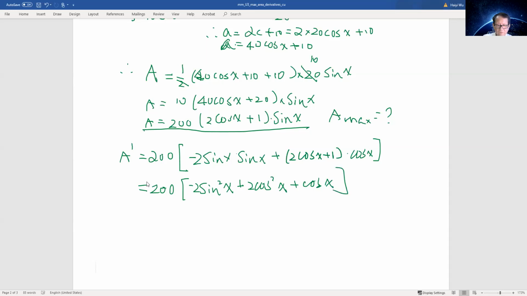All right, so now, if I need to find what x is so that A is the maximum, we want to find x for the maximum area achieved. Now we have both sine and cosine, so let's convert sine into cos. We know the sine-cos relationship: sine squared x is 1 minus cos squared x.